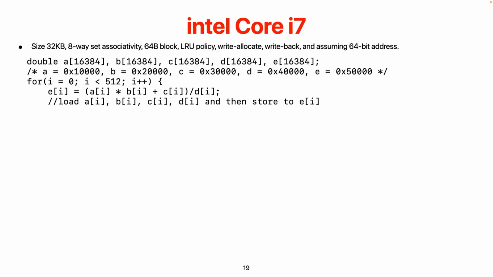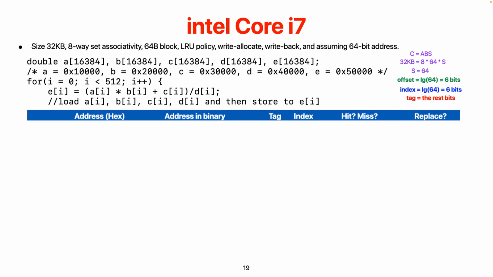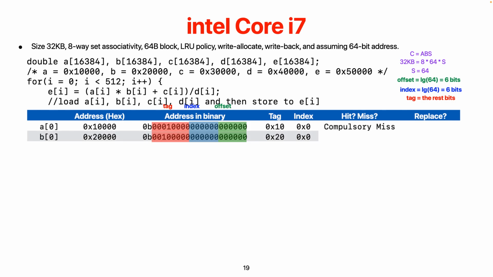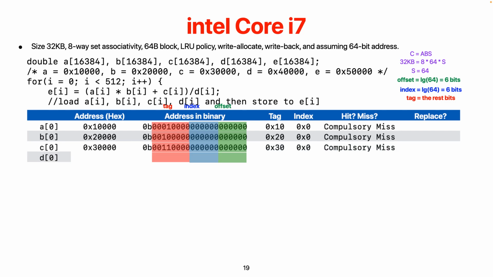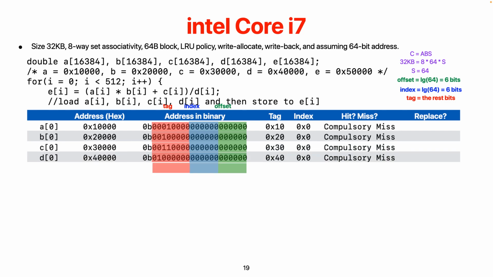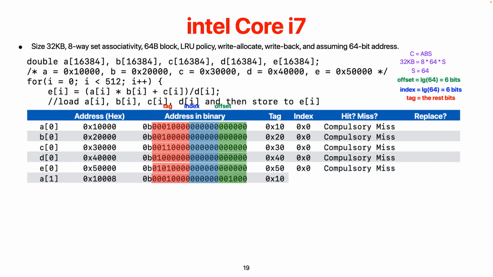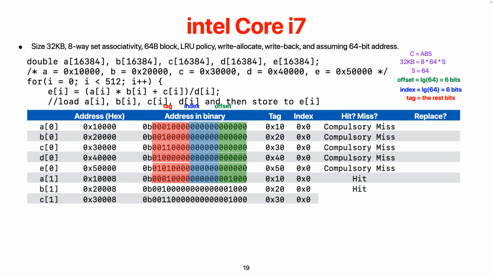So what was the question asking? Let's go through this again. What kind of miss? Compulsory. What kind of miss? Compulsory. What kind of miss? Compulsory. What kind of miss? It's a hit. Okay, good, it's a hit. It's a hit. Right? Let me skip to the next slide.